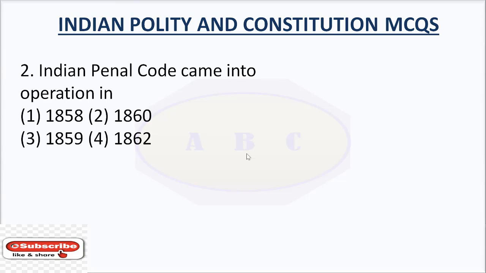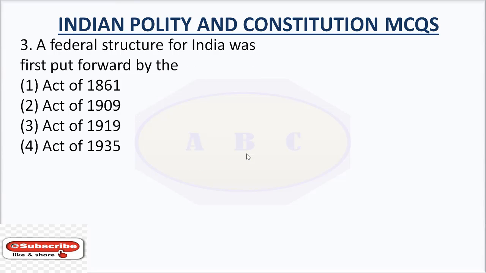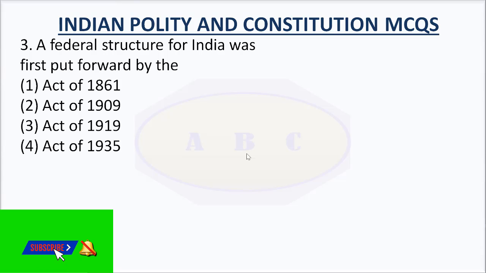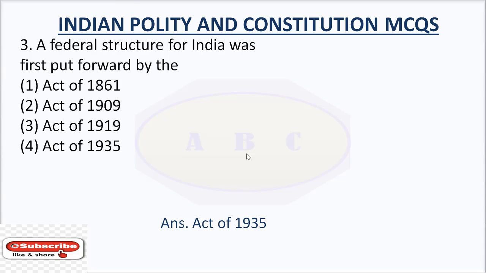The next question. Indian Penal Code came into operation in. The right answer is 1862. Question number 3. A federal structure for India was first put forward by the. The right answer is Act of 1935. The Government of India Act 1935 provided for the establishment of a Federation of India to be made up of both British India and some or all of the princely states.